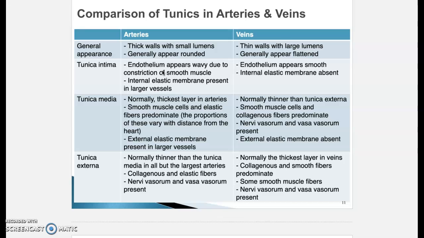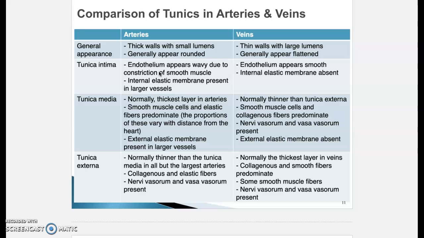Tunica media is the middle layer of the vessel wall. This is generally the thickest layer in the arteries. It consists of smooth muscle that is supported by elastic fibers that are arranged in circular sheets. Contraction and relaxation of the circular muscles change the diameter of the vessel's lumen.